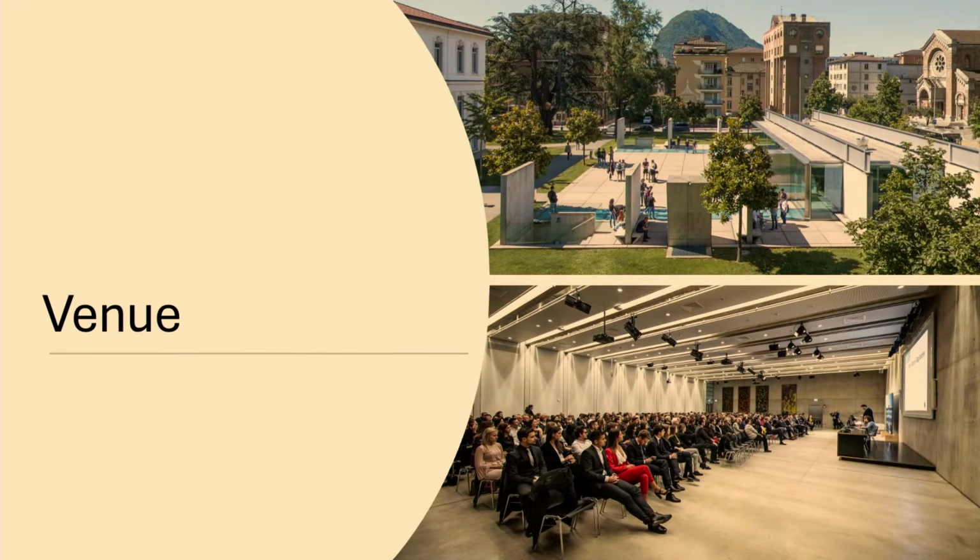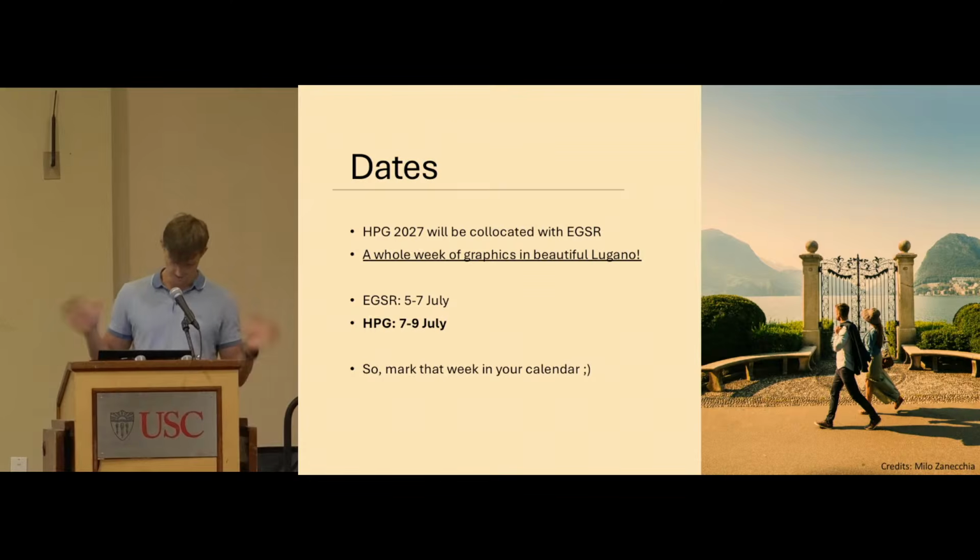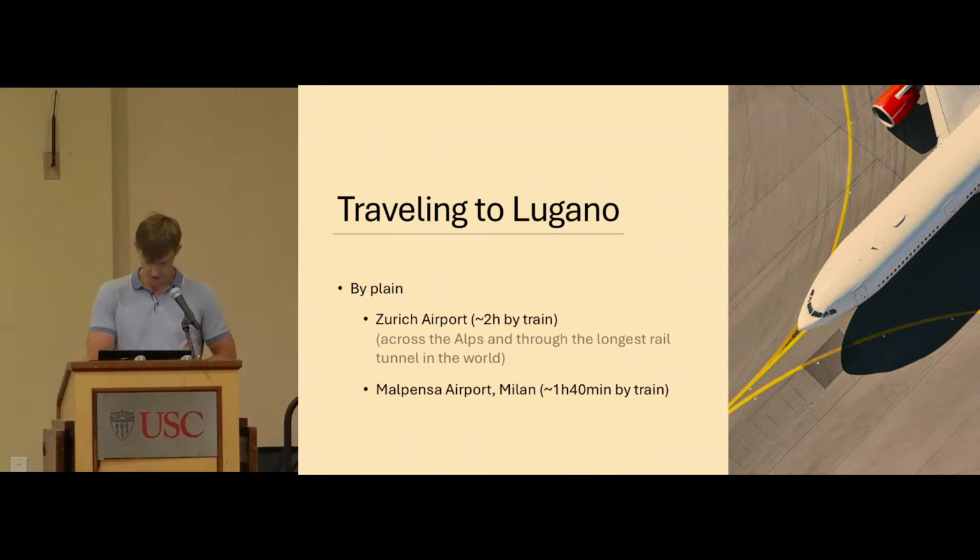Okay, so that's the venue. It will be co-located with EGSR, so you can get a full week of graphics in beautiful Lugano. We did the switch: EGSR usually was after HPG, but next year will be the other way around, because we wanted to increase the gap between the 4th of July and HPG. EGSR will start on the 5th of July, which is Monday, and then HPG will start on the 7th of July. So please mark these dates in the calendar.